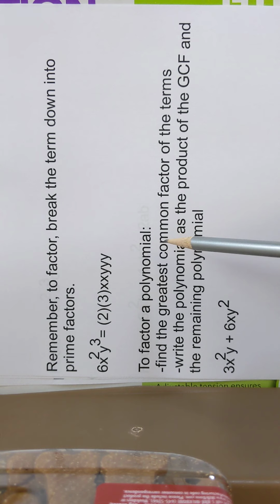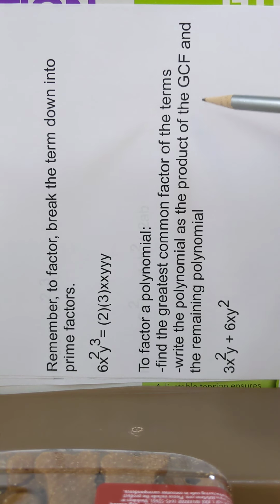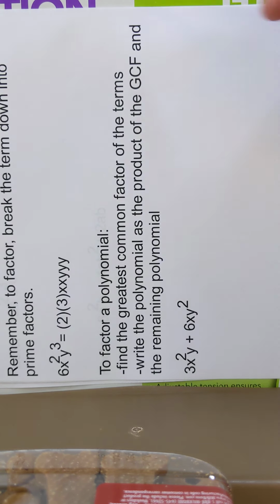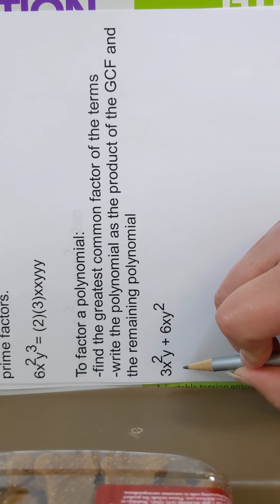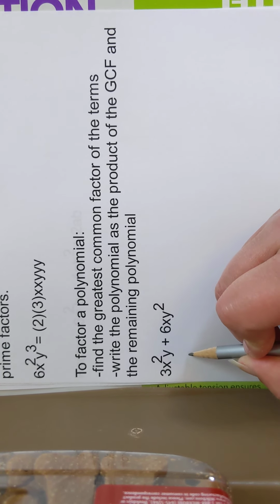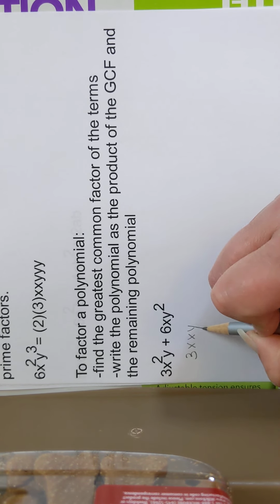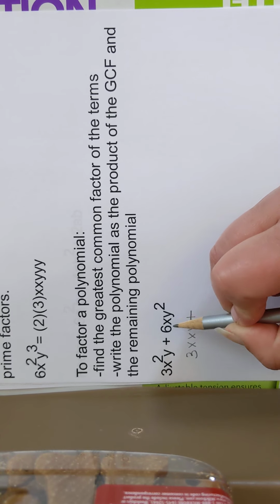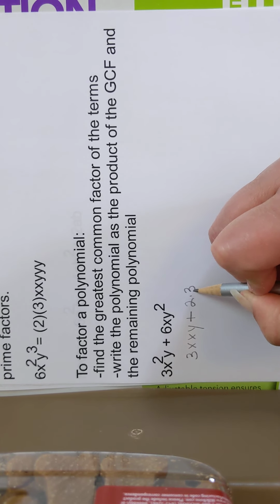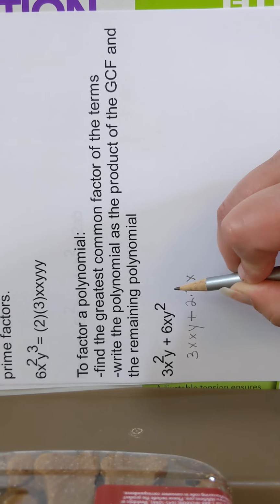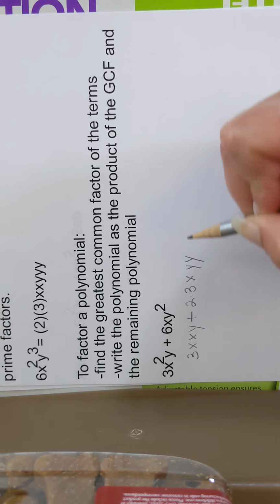To factor a polynomial, we're going to find the greatest common factor of the terms, and then we're going to write the polynomial as the product of the greatest common factor and the remaining polynomial. So first thing we're going to do is look at each term individually. Let's break it down into the prime factors. So here, this 3x squared y, 3 is prime. So I have x, x, y, plus my 6 would become 2 times 3, x, and y squared would become y times y.